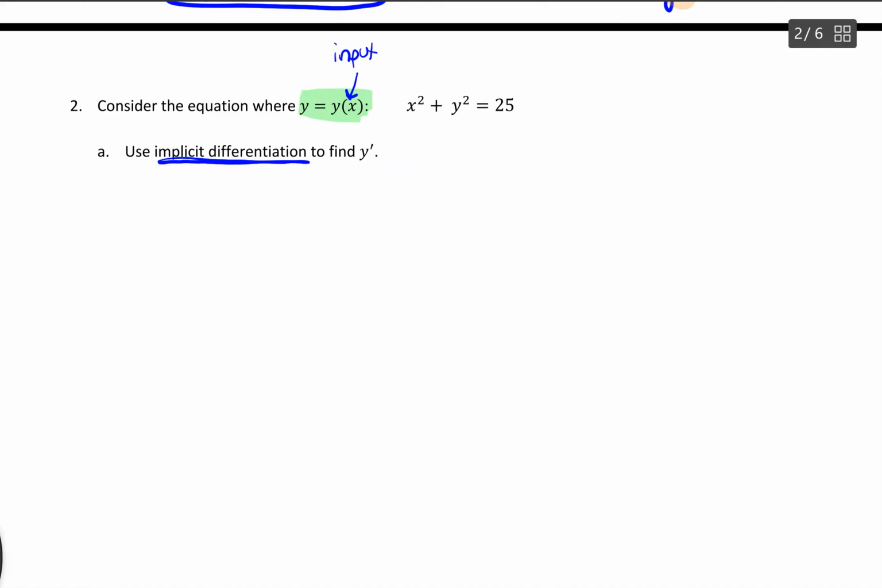So y prime would just be, ooh, it's negative 2x over 2y, but if I type that in my MyMathLab, it's going to count it wrong. It's going to give you that really annoying message that your answer is correct, but it's not completely simplified, because I have a 2 divided by a 2. Any non-zero number divided by itself is 1. So my y prime is actually going to be just negative x over y.